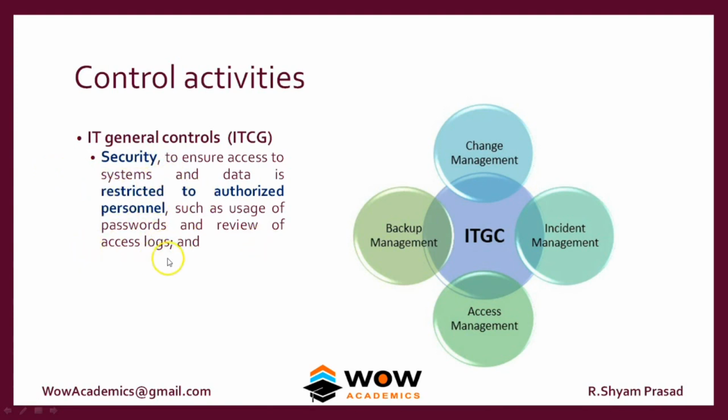Review of access logs is where every time someone logs into the system, it stores who has logged in and through which login ID. So with that we can find out who has logged in, how many times they have logged in, and what they have accessed. So this is a kind of control system. We can use a password to prevent unauthorized entries, and we can use review of access logs to find out who has logged into the system.